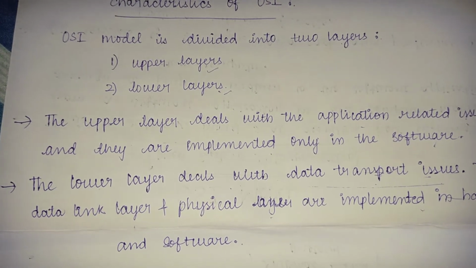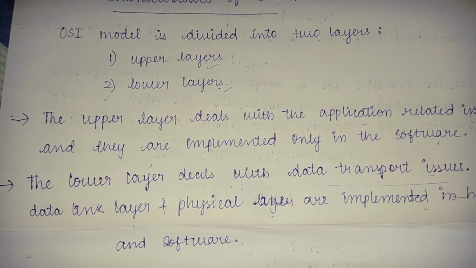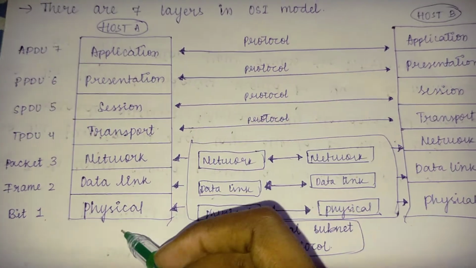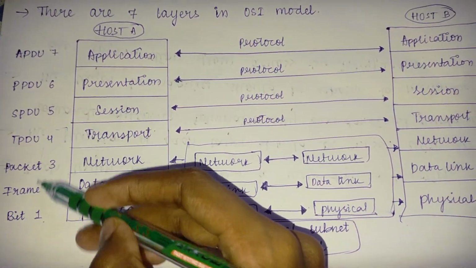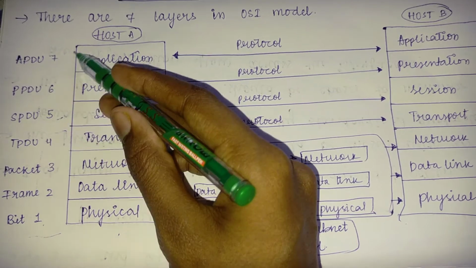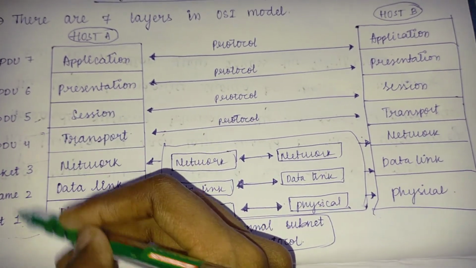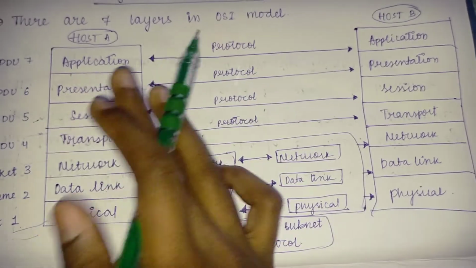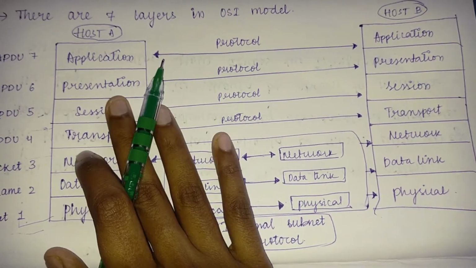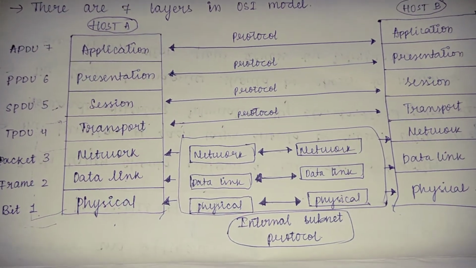I'll show you what the upper and lower layers are now. You all can see this diagram, right? From here it is the lower layer and this is the upper layer. From application to transport is the upper layer and from transport to physical is the lower layer. So that is the upper layer and lower layer, the characteristics basically.